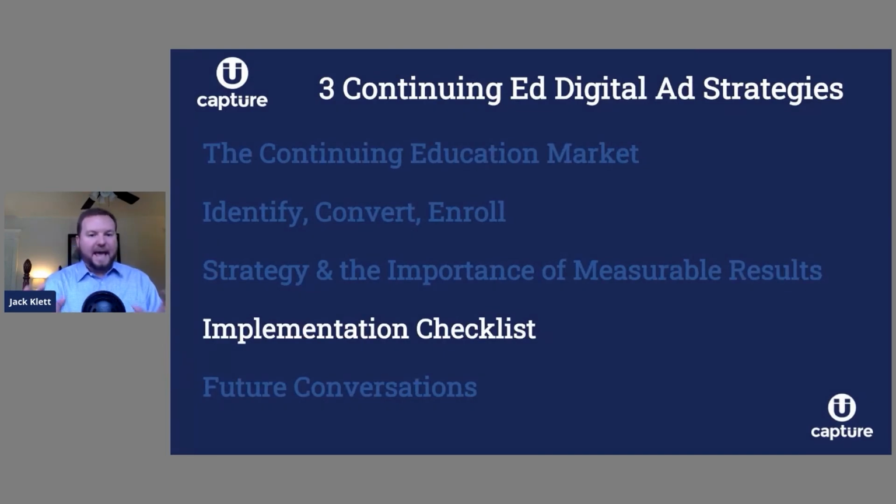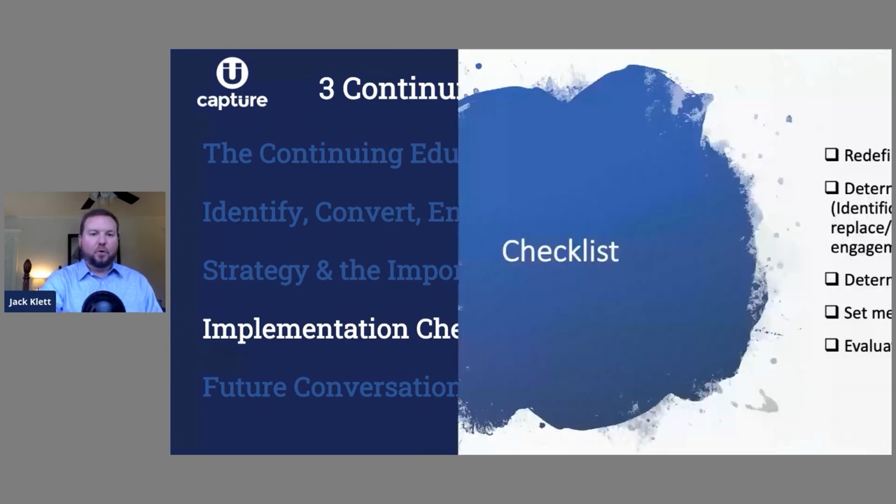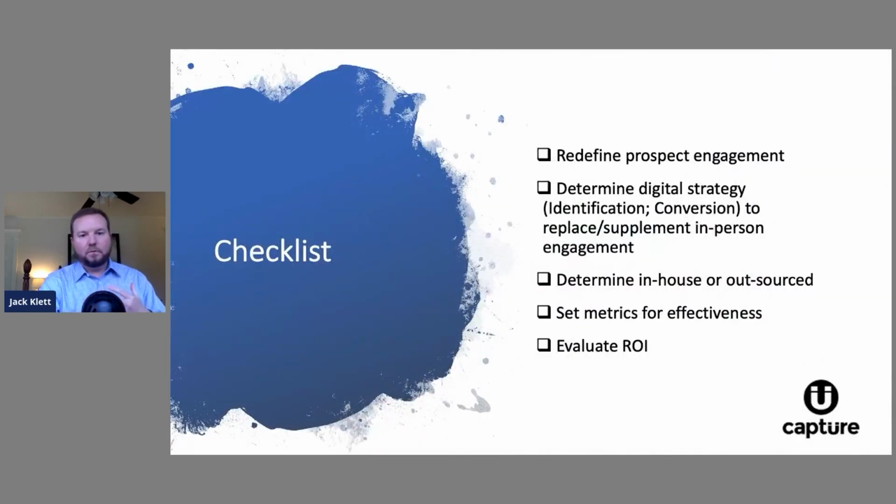This takes us now to our implementation checklist. It's important for me to know that you are able to actually do something actionable with what you've learned here today. So the very first thing that you should do is think about how it is you're going to redefine the way in which you engage with prospects.